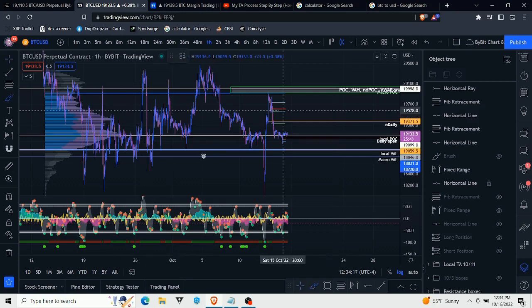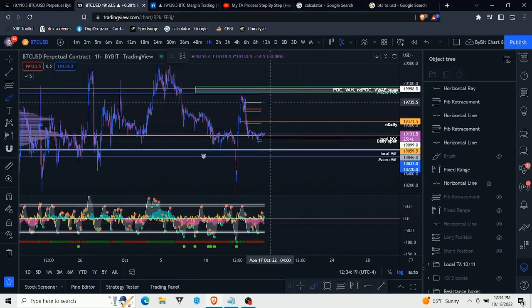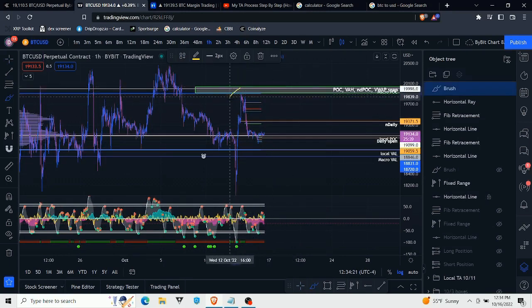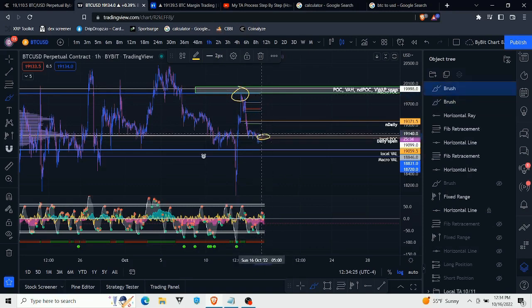So I'm just going to be going over the trades that I took recently, the short that I took from right up here and the long that I just took from right down here. Going over how I got the levels for these trades, what the confirmations were to enter these trades, and how I managed them, and how I'm planning on managing them in the future.